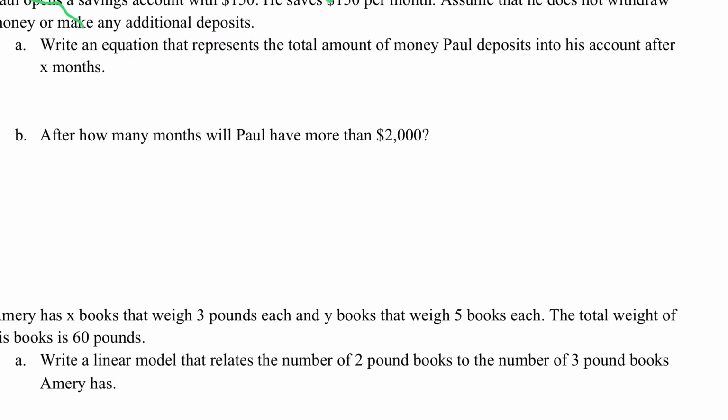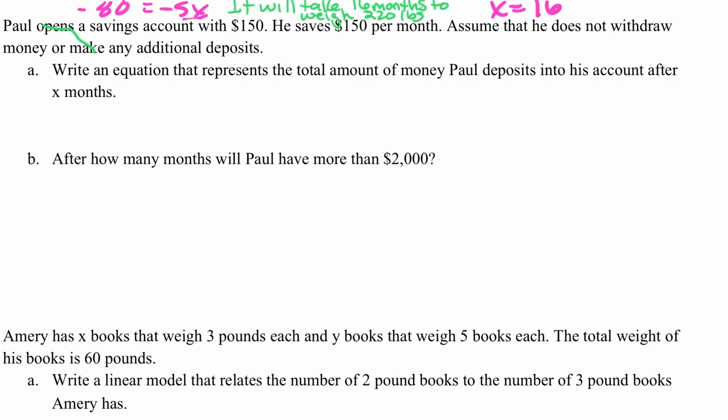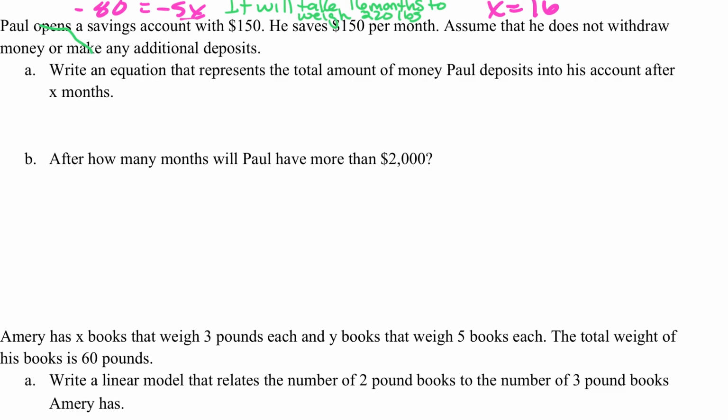The next question says, Paul opens a savings account with $150. He saves $150 per month. Assume he does not withdraw money or make any additional deposits. Write an equation that represents the total amount of money Paul deposits into his account after X months. So my key information is he starts it with $150. He saves $150 per month.